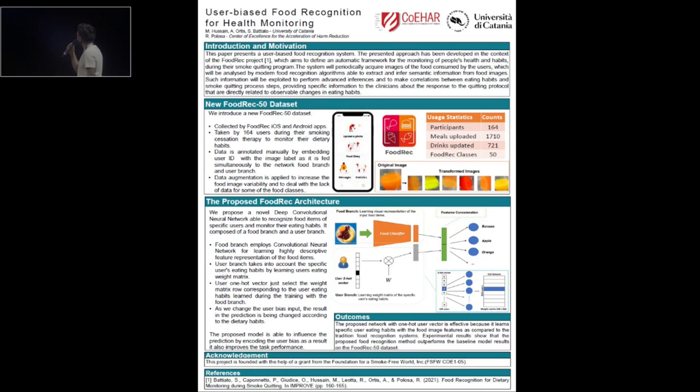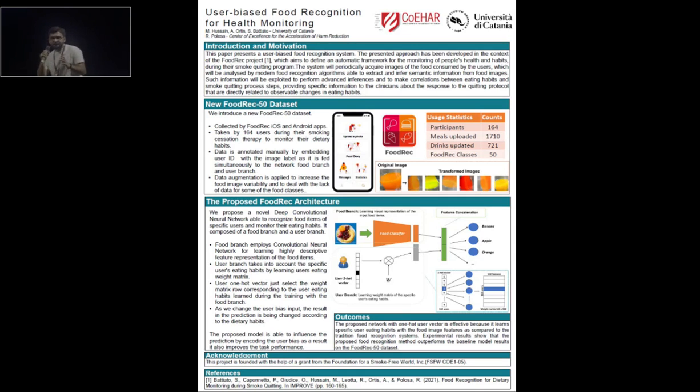We propose a novel deep convolutional neural network to recognize the food items and to learn the dietary habits of the users. Our proposed study differs from general purpose food recognition in the sense that it involves the user's dietary habits. The proposed network consists of two branches, the food branch and the user branch.